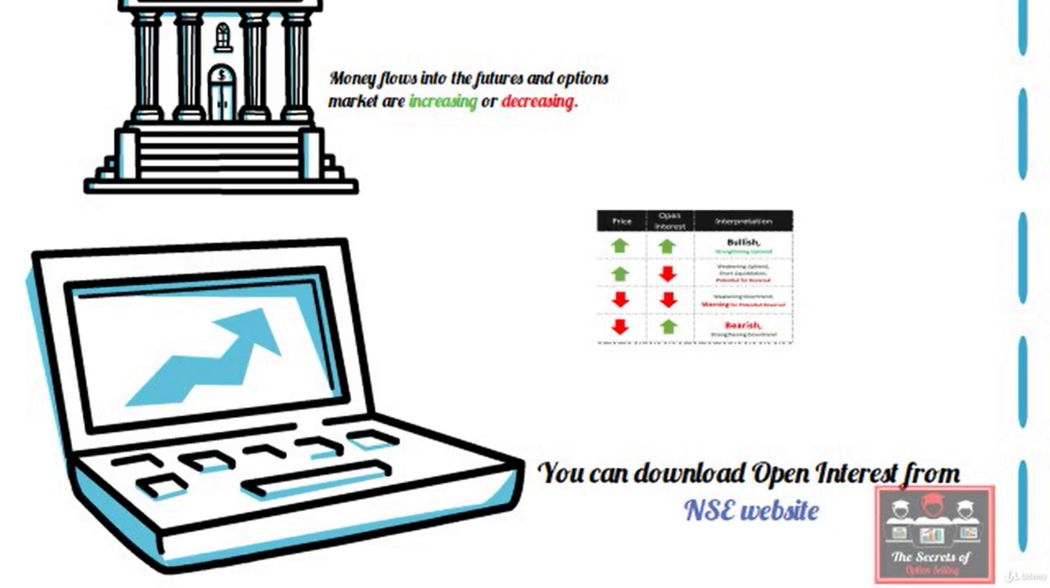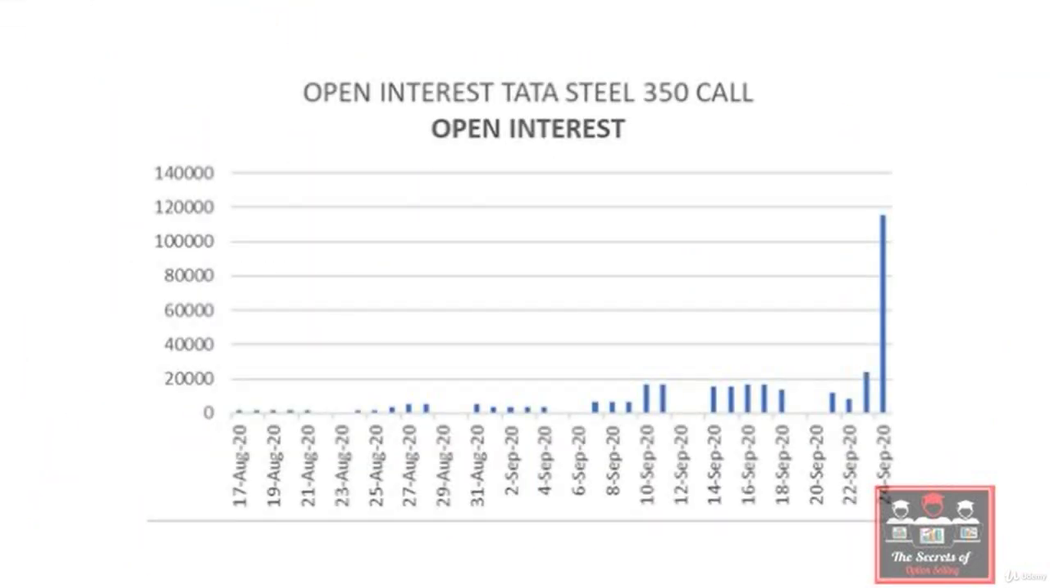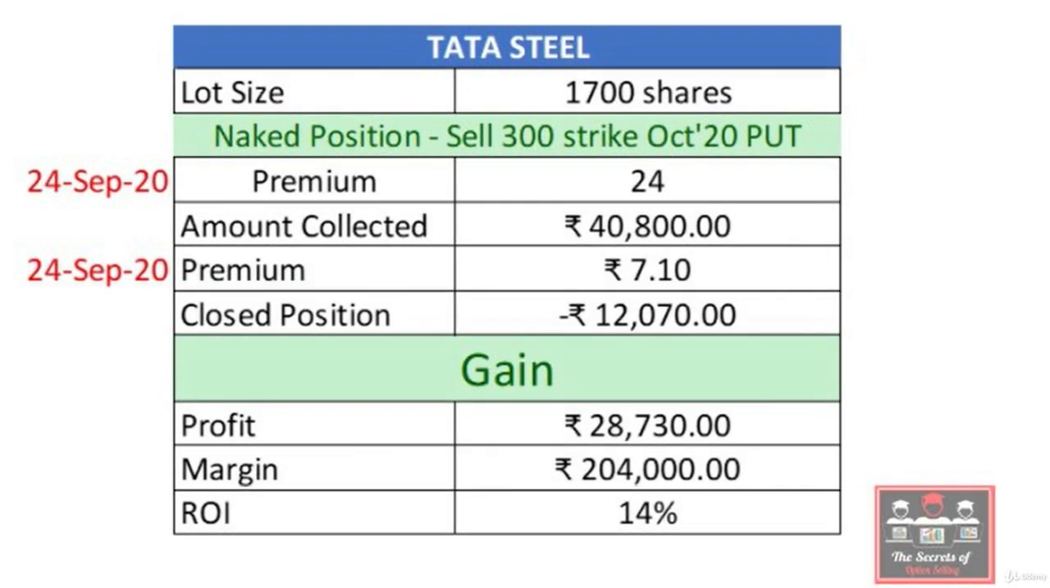For a quick reference, the open interest chart of the Tata Steel 350 strike price call is analyzed and you can check out open interest building continuously. That clearly indicates that during October Tata Steel will go up. With this analysis, you can very well sell put options of 300 strike price October expiry at 24 rupees premium. You would have collected 40,800 rupees on a margin of approximately 2 lakh rupees. As of 14 October, it was quoting at 7 rupees and 10 paise. You would have closed the position and put around 28,000 in your pocket. A decent 14.3% return in 18 days.